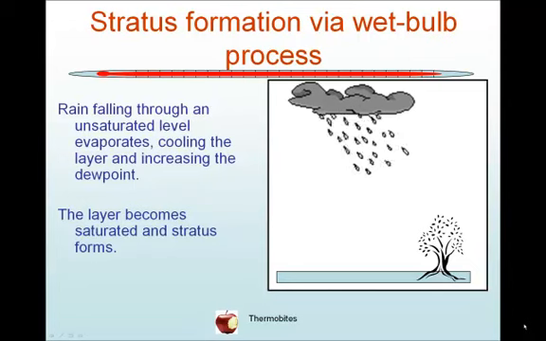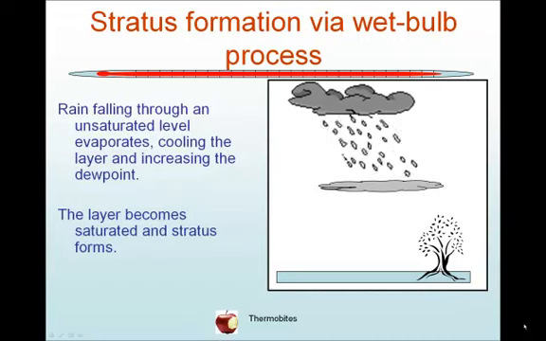Finally, the concept of the wet bulb temperature is useful in thinking about the formation of cloud during rainfall. Consider a cloud precipitating into an unsaturated level. Some of that liquid water will evaporate and it will cool the layer and increase the dew point, or the mixing ratio. Should that layer eventually become saturated, you will get the formation of stratus.